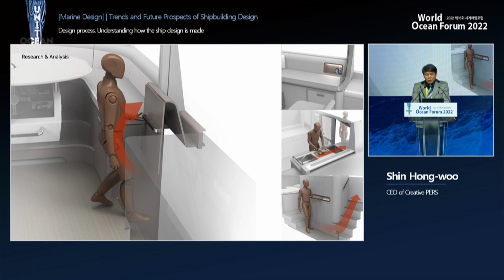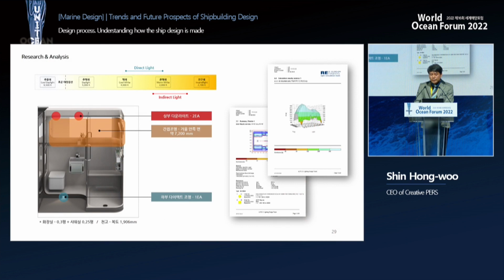And because boats are a very small space, we needed to efficiently and reasonably divide up the space. From the design stage, we used dummy modeling to secure even 1 centimeter more space for areas where much activity will be done. And for lighting, which is a sentimental element, we went through a lighting analysis stage to prevent any issues.